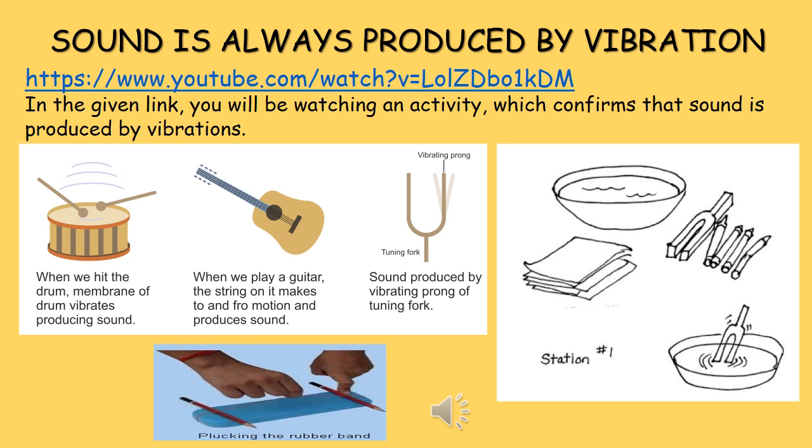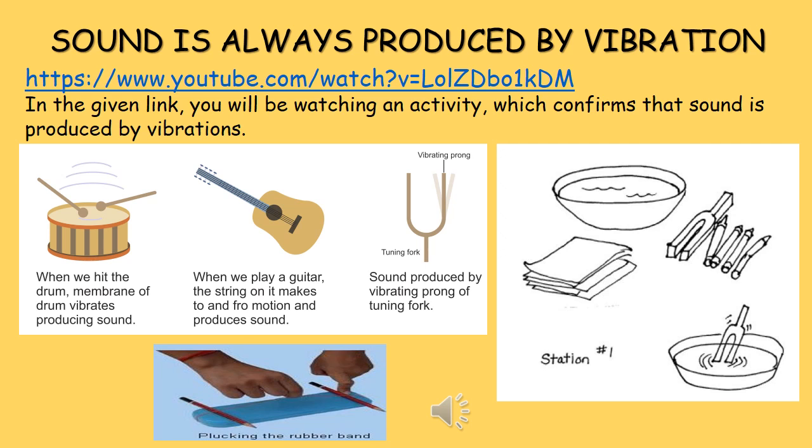Sound is always produced by vibration. If you copy this link and paste it in the browser, you will see an activity which will confirm this fact. In the figure, several instruments are shown which are producing sound. The first one is a drum. Beating of a drum is an example of production of sound where the membrane of the drum vibrates to produce sound. It is true for all percussion instruments like tabla, dholak or any other percussion instrument.